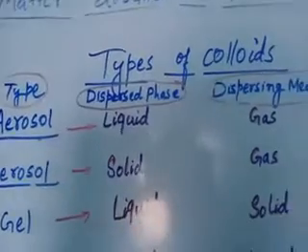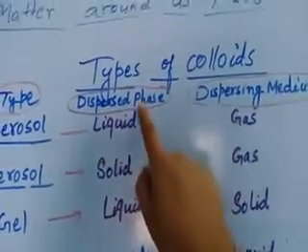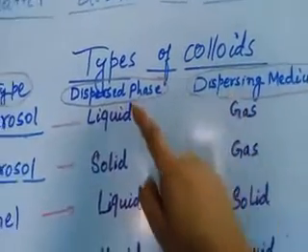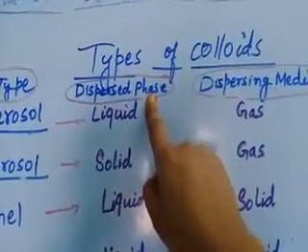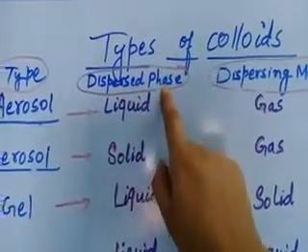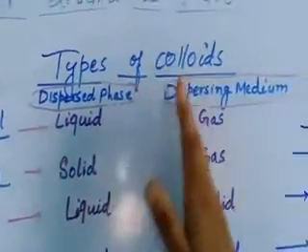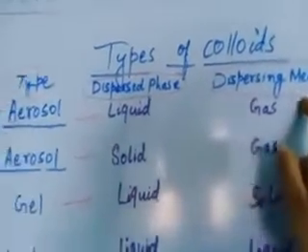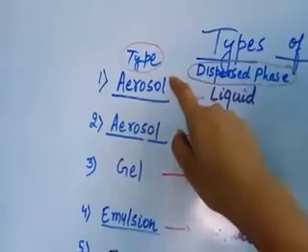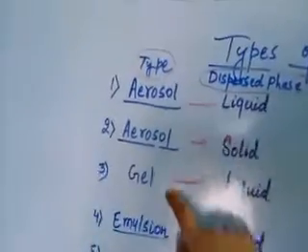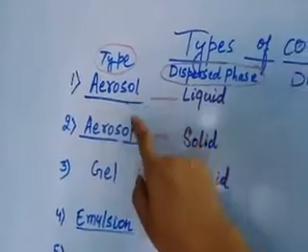So you have different types of colloids based on the different states of dispersed phase and dispersing medium. As I just discussed with you, dispersed phase are solute-like components which are spread or dispersed throughout the dispersing medium, or solvent-like components. So basically you have to study 8 types of colloids. These are the 8 types of colloids.